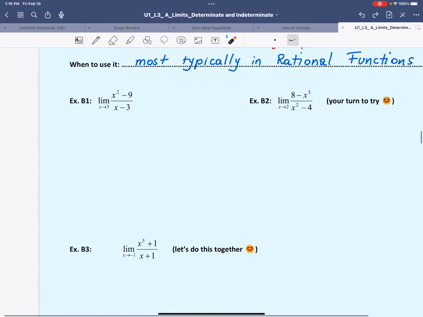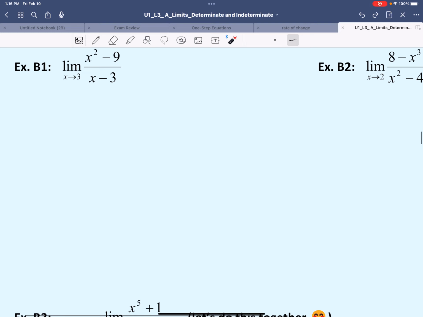Example B1, we have x squared minus 9 over x minus 3. That's a function whose limit we're trying to find as x approaches 3. Whenever I try to evaluate a limit, remember, you won't be given one group of limits. You will be given a variety of them. So it is very helpful that you first use substitution to check and see if the limit is a simple limit, A, or if it is not a simple limit, then we understand what works and what doesn't work, and we can make a better decision at determining the approach that we have to use in order to evaluate it.